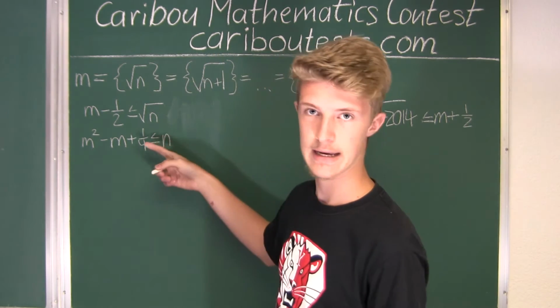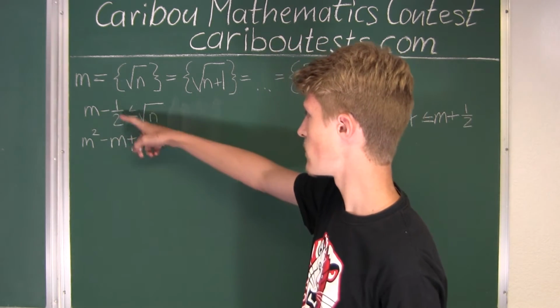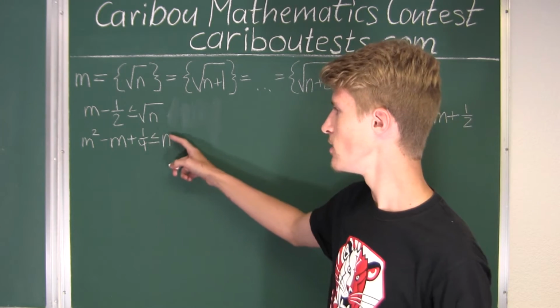Because, well, we don't have to write negative n because we know n is positive. And also m squared, m minus 1/2 is positive, so therefore the sign will stay the same.